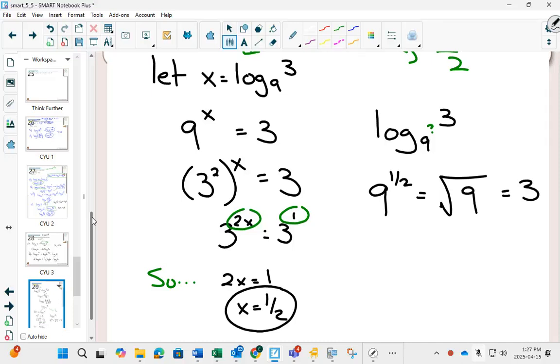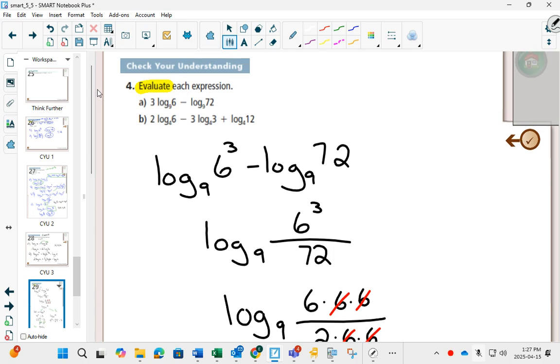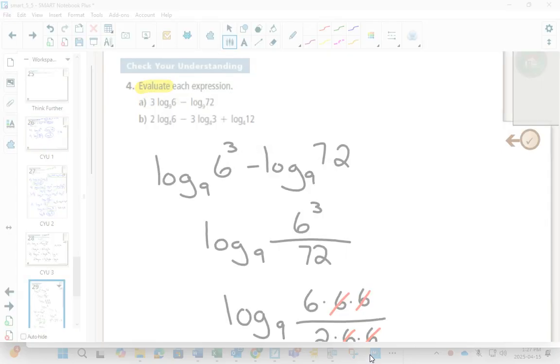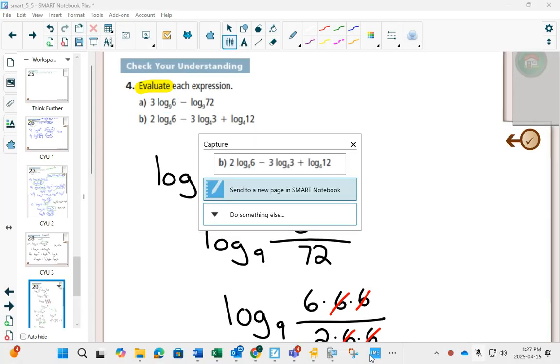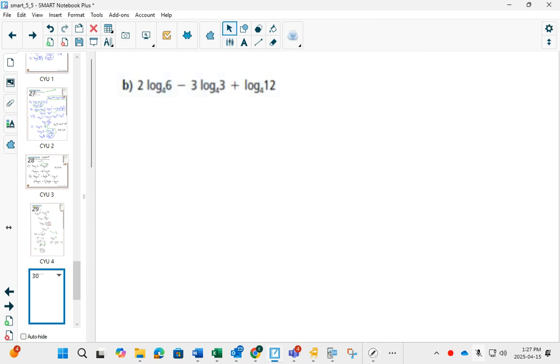All right, is it okay if I scroll up, see what B is. Oh, I think definitely gonna start a new page for B. All right, part B. Again, none of these you can evaluate because they're not easy logs to do. 4 to what exponent is 6? No idea. 4 to what exponent is 3? No idea. 4 to what exponent is 12? They're not on your power strip.